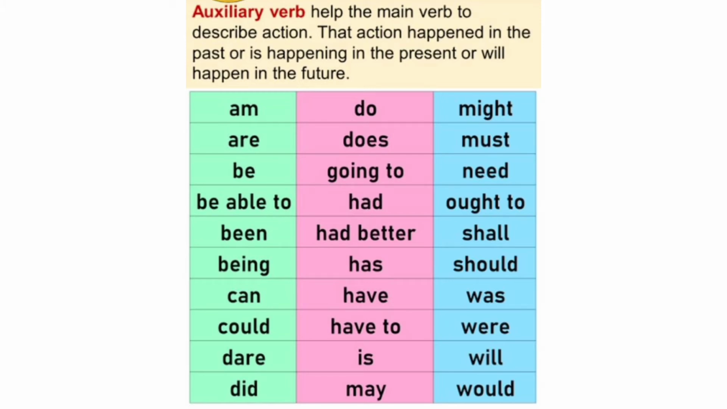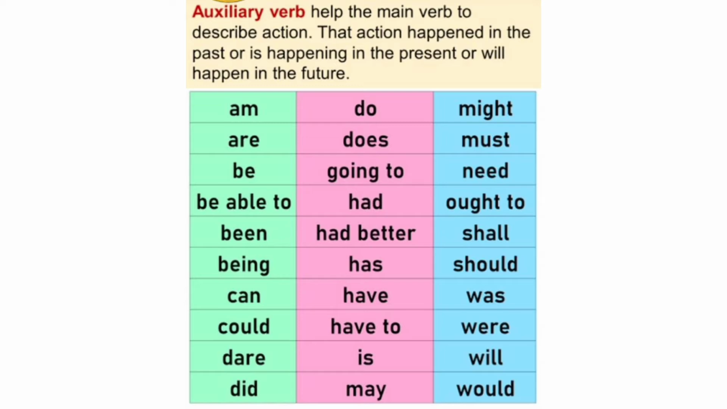And before moving to the tenses in detail, it is very important to know auxiliary verbs in English language. There are 24 auxiliary verbs in English language. An auxiliary verb helps the main verb to describe an action. An auxiliary verb means it is a verb which is used in a sentence to describe action as well as to help the main verb.